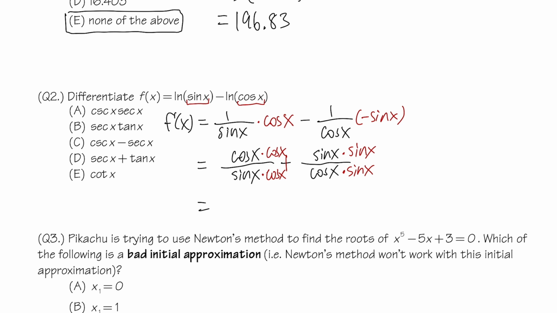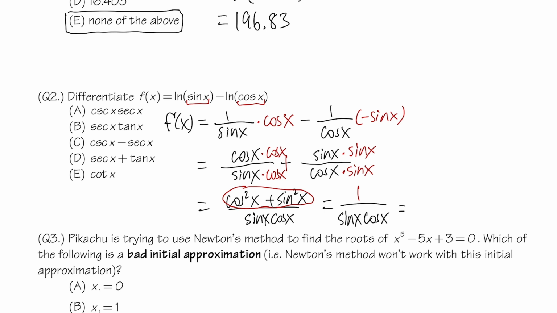Then we see the denominator is just sine x times cosine x, and the numerator is cosine squared x plus sine squared x. Notice cosine squared x plus sine squared x is nicely equal to 1. So this is just 1 over sine x times cosine x. Still not it, but 1 over sine x is cosecant x, and 1 over cosine x is secant x. That said, the answer is A, cosecant x times secant x.